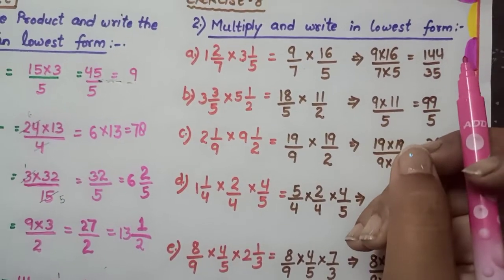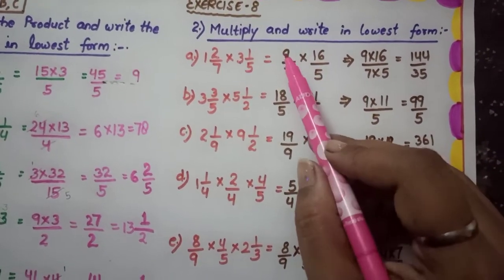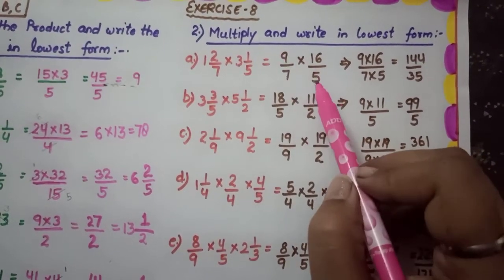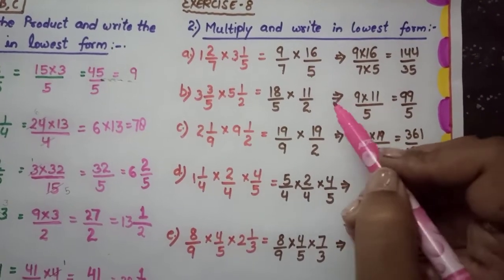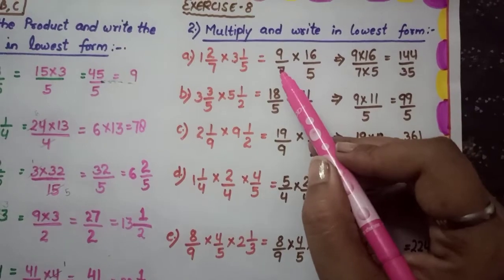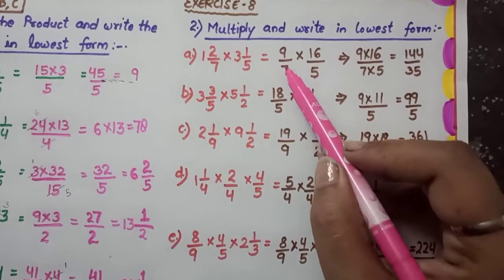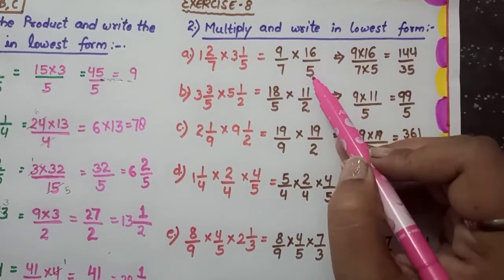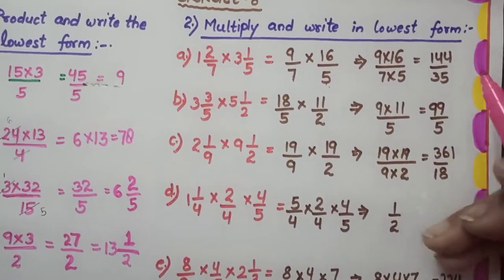Now first of all let us check whether we can divide any numerator with a denominator. See, we cannot divide 16 from 5 and we cannot divide 16 from 7. Also we cannot divide 9 from 7 and we cannot divide 9 from 5 as well. So we will just leave it as it is.